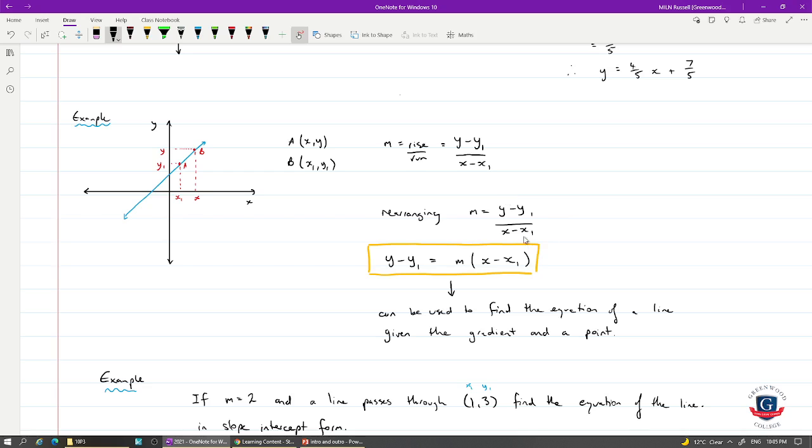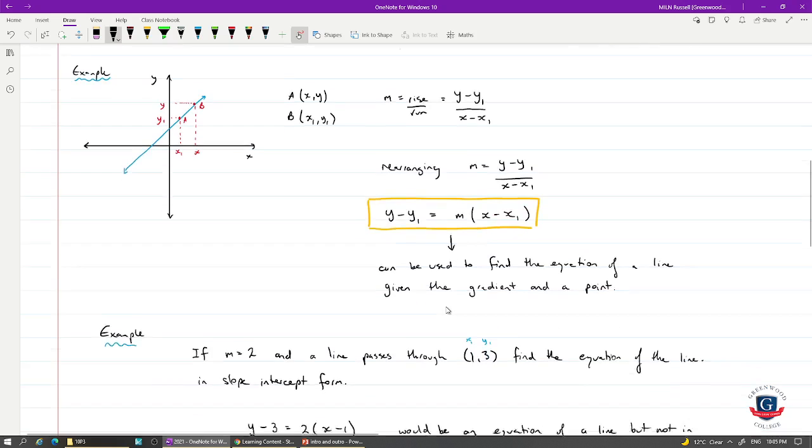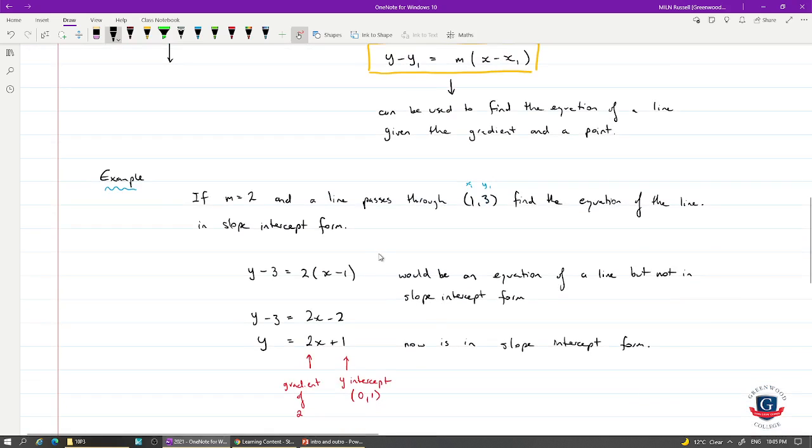Now if I multiply both sides by x take x1, I get this equation. So y take y1 is on one side and m times (x take x1) on the other. And we can use this to find the equation of a line. It's not as popular as it was, say, when I was a young lad, but it still works. So if we have a look at the familiar case, if m equals 2 and a line passes through (1, 3), find the equation of the line in slope-intercept form.